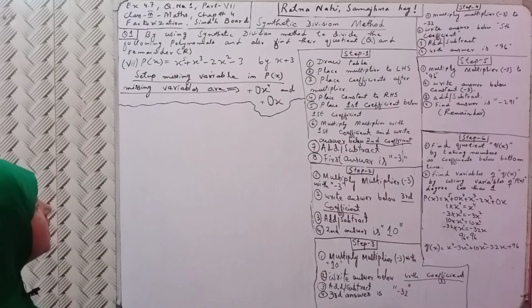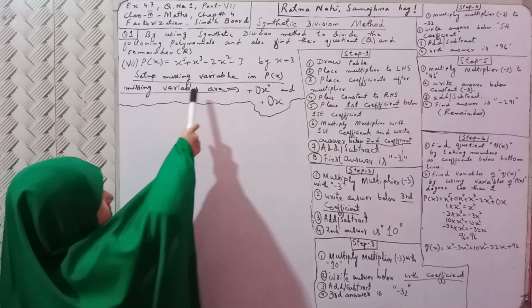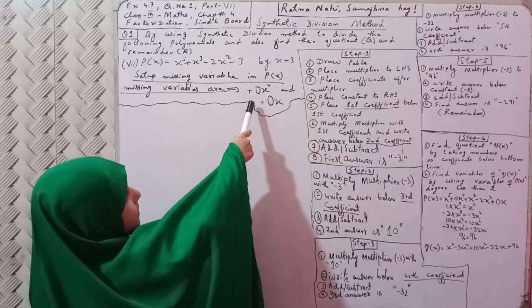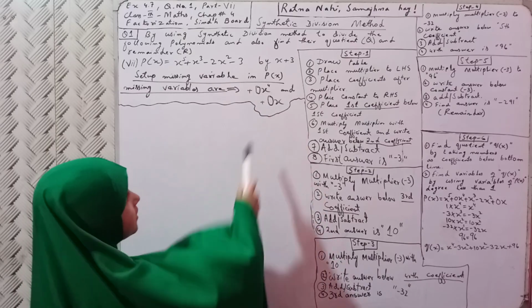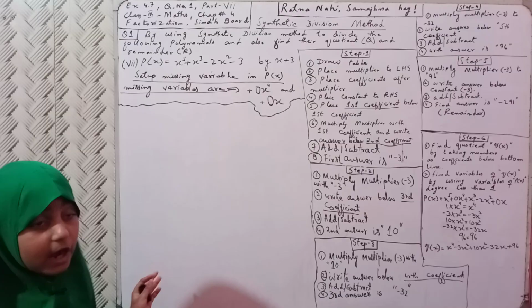Understood? First of all, we can read the question. Step number 1: set the missing variables in P(x). The missing variables are plus 0x power 4 and plus 0x. Understood? We cannot take this as it is, we have to change it.